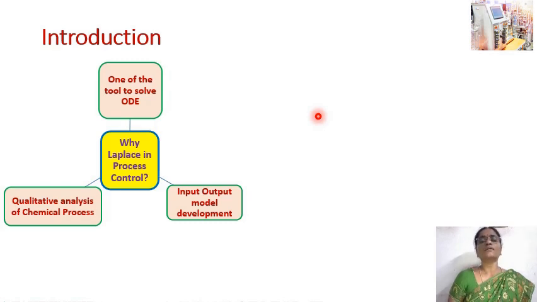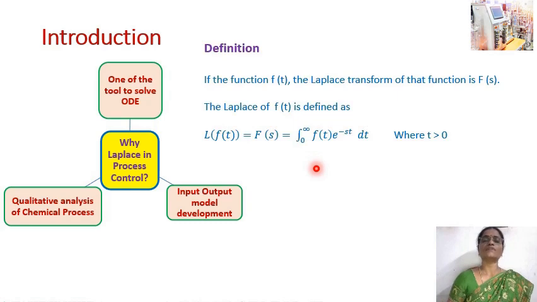Not only that, if you have a process, the model can be developed. The relationship between the input and output variables can be developed by using Laplace transformation techniques. Then one can qualitatively analyze the chemical process by applying Laplace techniques. So this is the reason why we are going for the Laplace transformation in process dynamics and control systems. So let's begin with the definition of Laplace transformation.